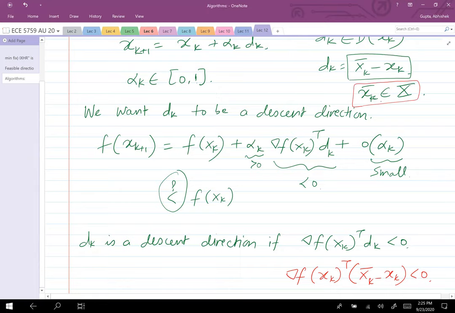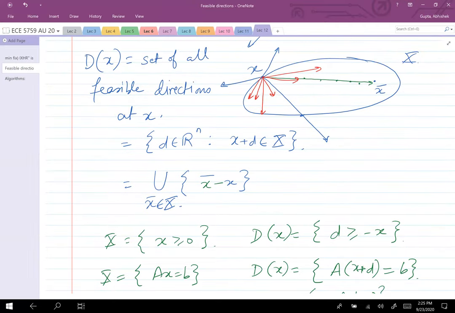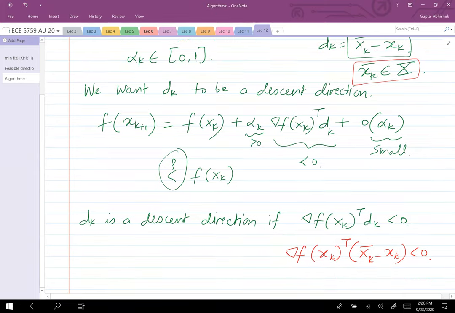Okay. So let me go back to the discussion on feasible directions. Sorry for going back and forth. Remember that any feasible direction d can be written as x bar minus x, where x bar is in the set capital X. That's exactly what I'm doing here, where I'm writing dk as x bar k minus xk, where I have to pick x bar k appropriately, or I have to pick dk appropriately. But it should satisfy either of these two expressions. If I'm picking x bar k, it must satisfy this inequality. And if I'm picking dk, then it must satisfy this inequality.